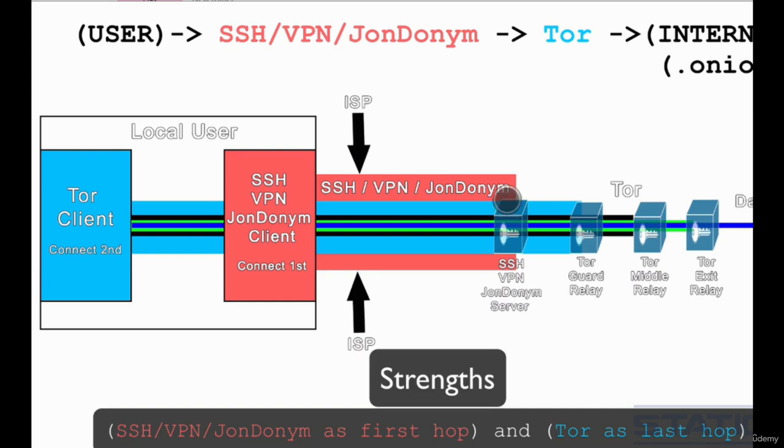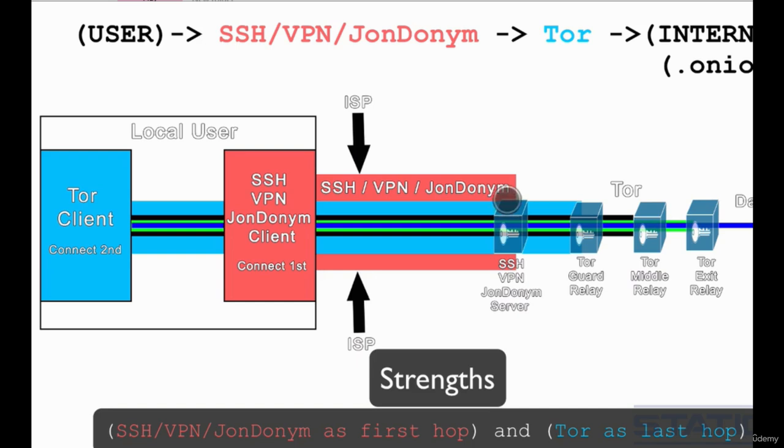And lastly, the VPN provides SSH or VPN JonDonym. There are some other options without a single hop or second hop or last hop. Between them, there are also some other options by using ISP.